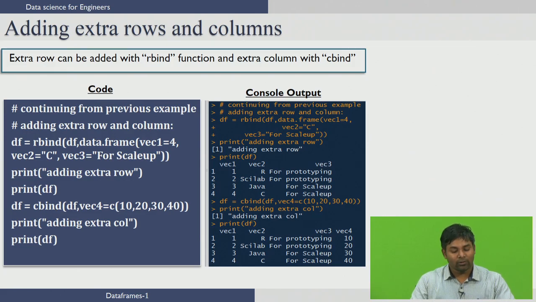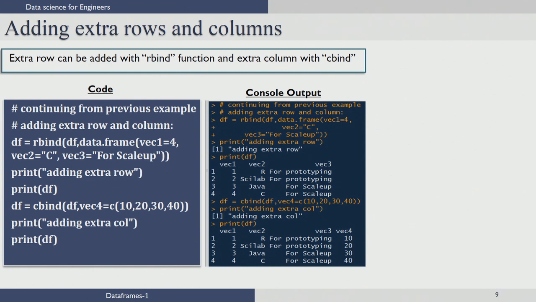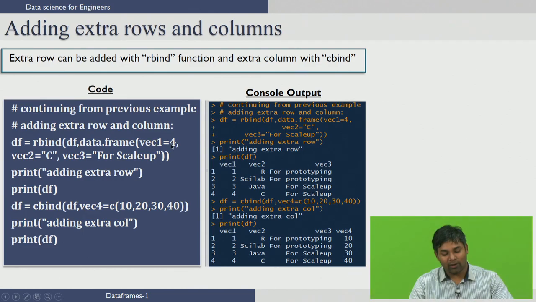You have to be careful when using rbind because the data types in each column entry should be equal to the data types that are already in the existing rows. So, we are creating another row entry in which in the column 1, that is vec1, we have a numeric data type 4, in the column 2 we have a character variable c, in the column 3 we have a character variable for scale up. So, this command adds the row to the data frame, and when you print the data frame you can see that the row has been added to the original data frame.